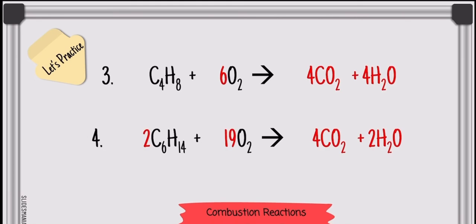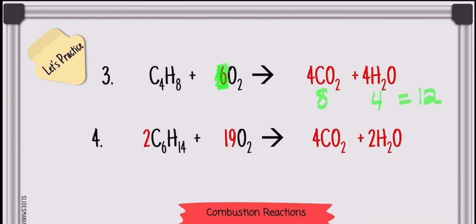In number 3, we have 8 oxygens from the carbon dioxide and 4 oxygens from the water, giving us a total of 12 oxygens on the product side. We only need a coefficient of 6 on the reactant side in front of the oxygen to balance this equation. No doubling of coefficients is required.